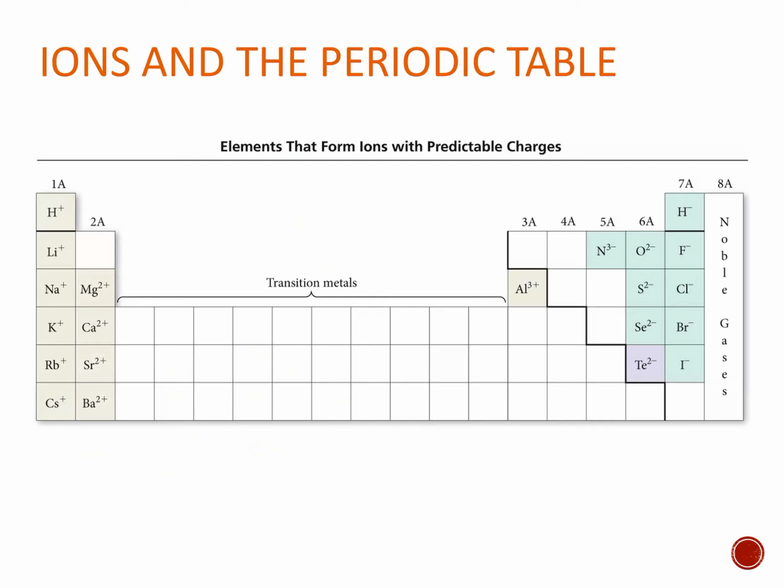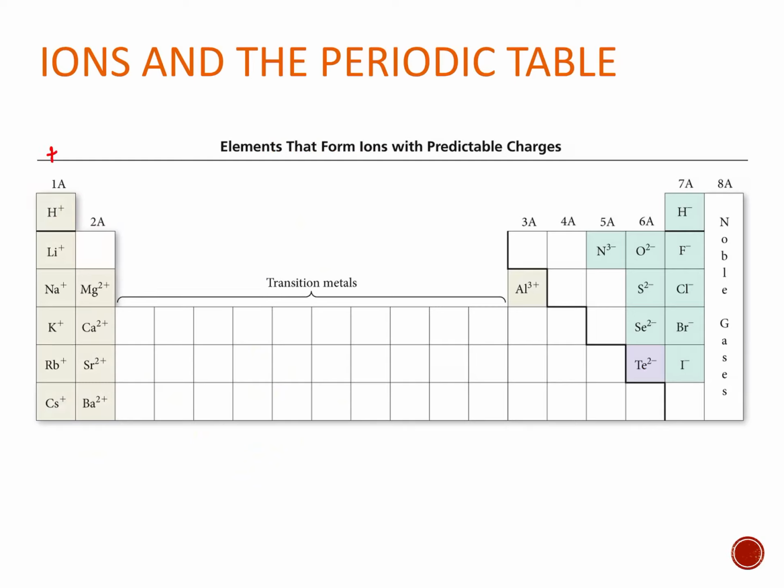So we can actually predict the charges that these are going to make, and I would like you to start memorizing these charges. Hopefully you're familiar with some of these from previous courses, but anything in group 1A will make a 1 plus charge. Anything in group 2A will make a 2 plus charge. Anything in group 3A, mostly, that does ionic bonding will make a 3 plus charge. Anything in 5A will make a 3 minus charge. 6A will make a 2 minus charge. 7A will make a 1 minus charge. And the noble gases do not form ions.